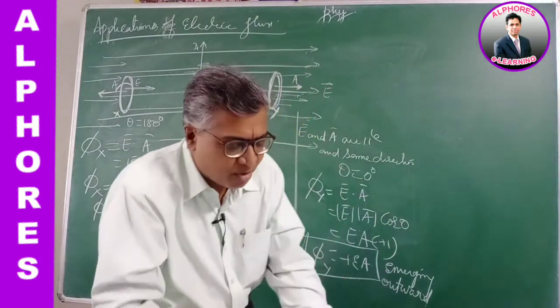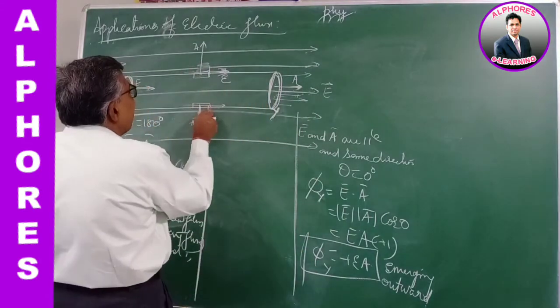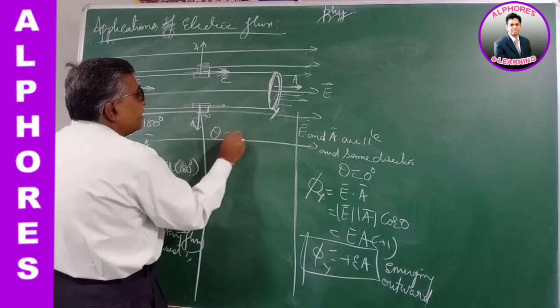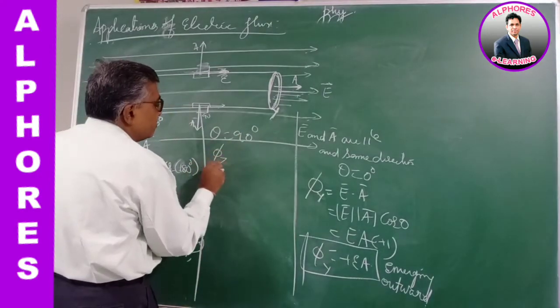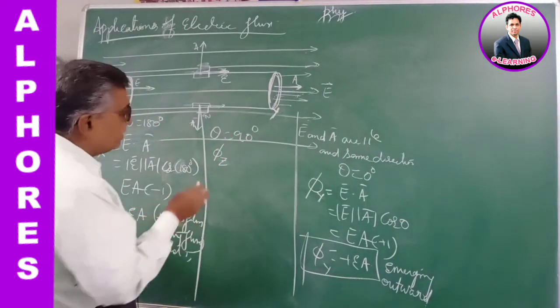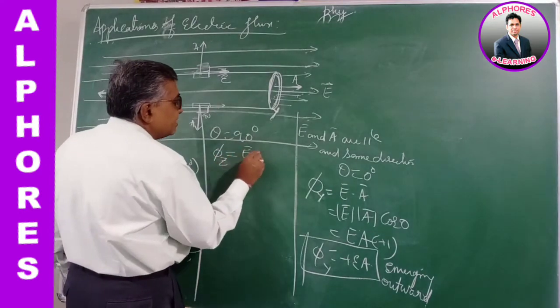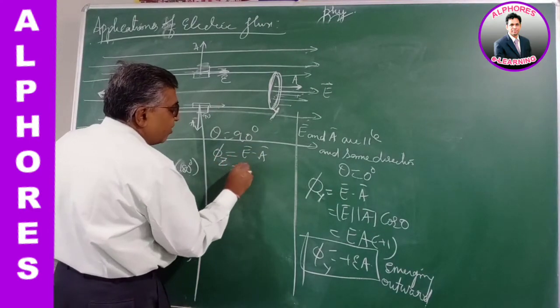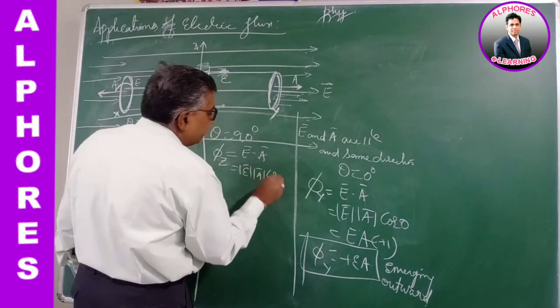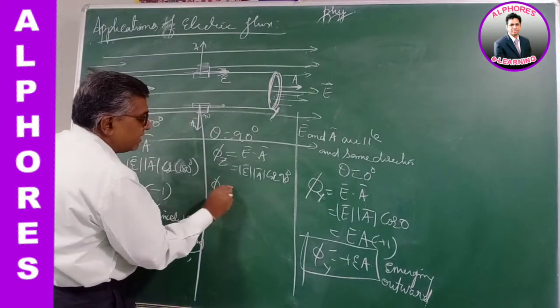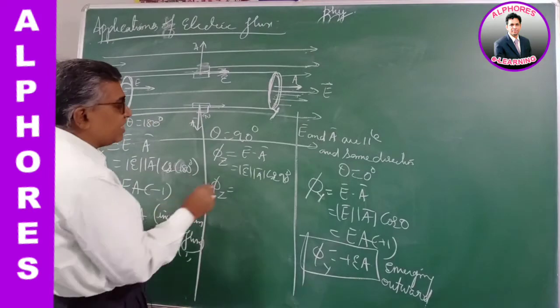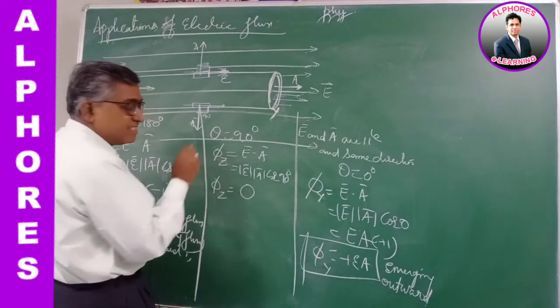So at any point on the curved surface, the angle is 90. Now theta is 90 degrees. Now what is the flux through the curved surface Z? Then we know the formula is E dot A. It's mod E mod A cos of the angle, cos 90 degrees. So the flux through Z, the curved surface, cos 90, it is 0.